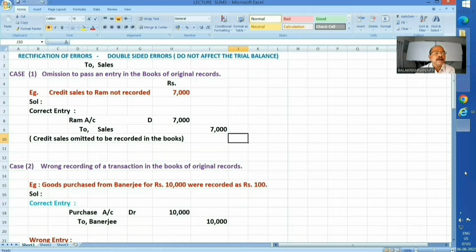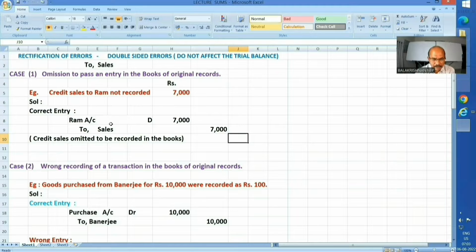Well, I'm taking up case 1. Omission to pass an entry in the books of original records. An example being credit sales to Ram not recorded, 7,000. What they said, this transaction itself has not been accounted. So just account it. That's a full-fledged solution. What's the journal entry? Ram account debit to sales. This one entry from the grassroots level I'm explaining.